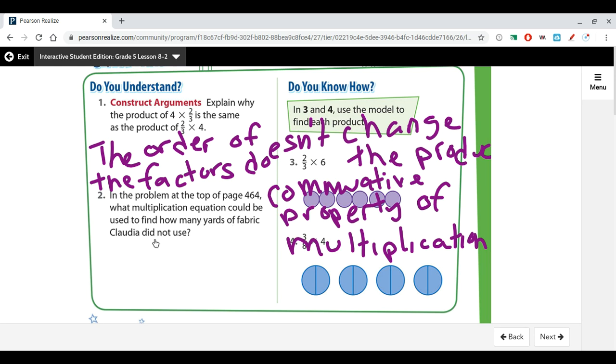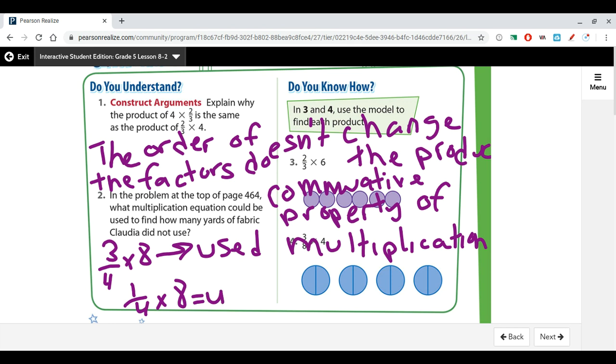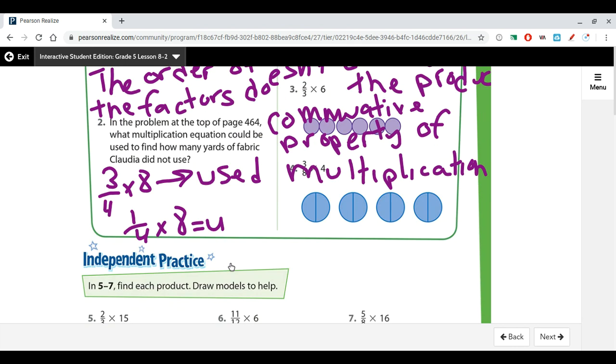In the problem at the top of page 464, the previous problem, what multiplication equation could be used to find how many yards of fabric Clarice did not use? Our original equation was 3/4 times 8, and that's what she used. So the equation we would use to find how much she didn't use would be 1/4 times 8 equals u, because I don't know how much she didn't use in that original equation. And then u equals 2, because she used 6 yards with the 3/4. She did not use the 2 yards here.